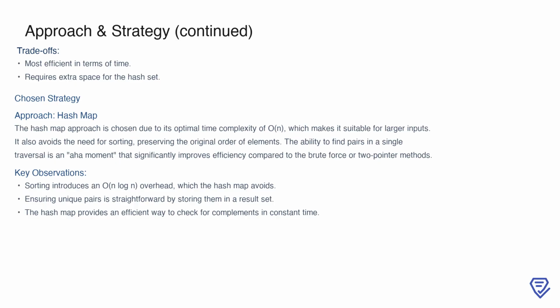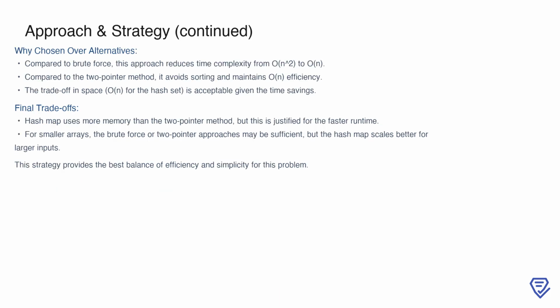Additionally, ensuring the uniqueness of pairs is straightforward with the use of a result set. By leveraging the hash map to check for complements in constant time, we achieve a much faster solution compared to the brute force method. These factors make it the clear choice when prioritizing both time efficiency and simplicity. The hash map approach is chosen because it strikes the best balance between efficiency and practicality. Compared to brute force, it drastically reduces the time complexity from O(n²) to O(n).